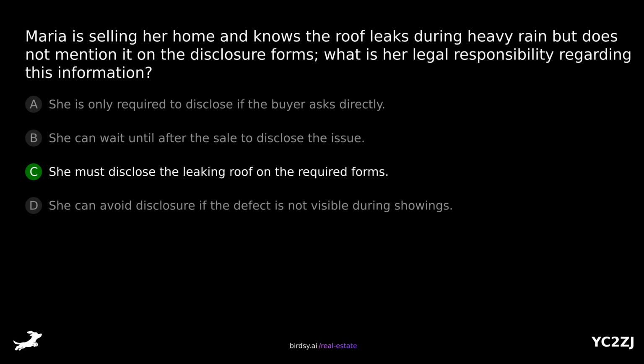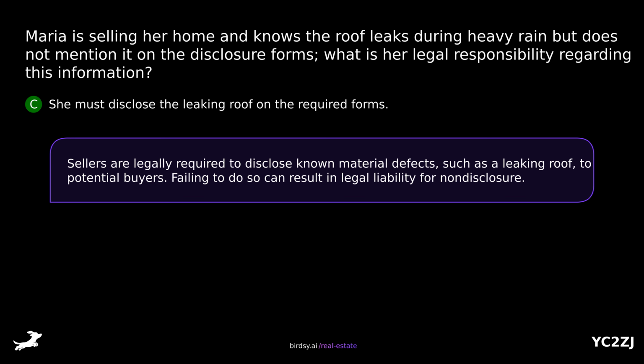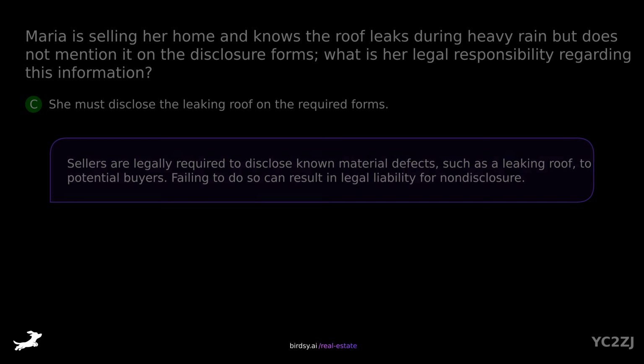The correct answer is C. She must disclose the leaking roof on the required forms. Sellers are legally required to disclose known material defects, such as a leaking roof, to potential buyers. Failing to do so can result in legal liability for non-disclosure.